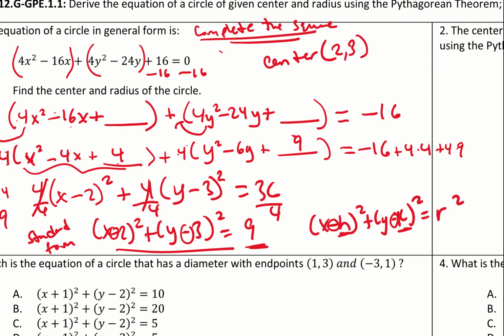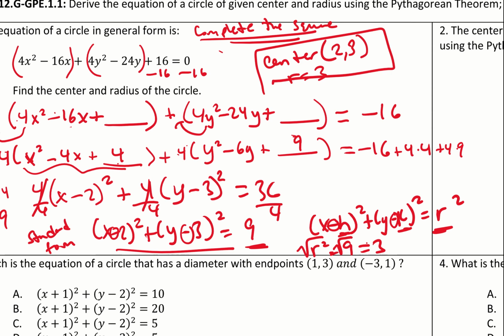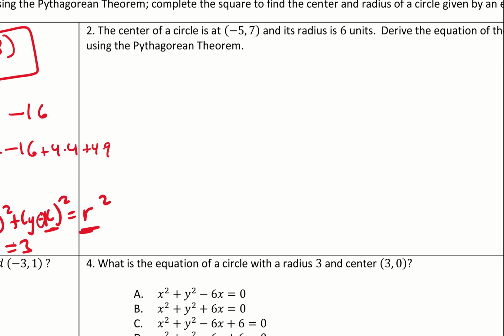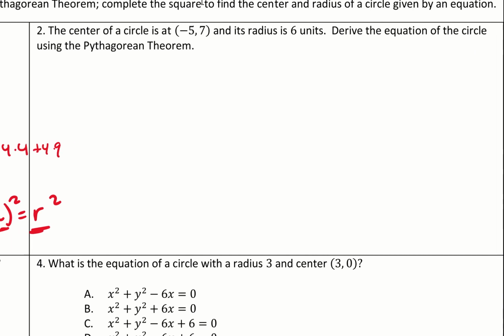My radius squared is 9, which means that my radius is square root of 9, which is 3. So my radius is 3. And there's my center and radius of my circle. All right, so that was a lot of work to get the center and the radius.